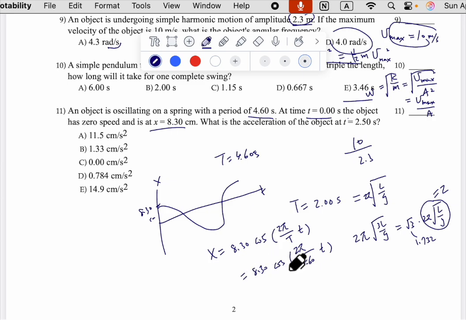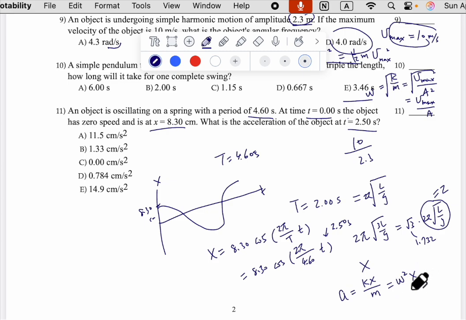It asks what is the acceleration of the object at t equals 2.50 seconds. You can substitute t by 2.50 seconds. Use your calculator to figure out the displacement x. The acceleration a equals kx over m. You don't know k and you don't know m, but k over m is omega squared, so a equals omega squared times x.